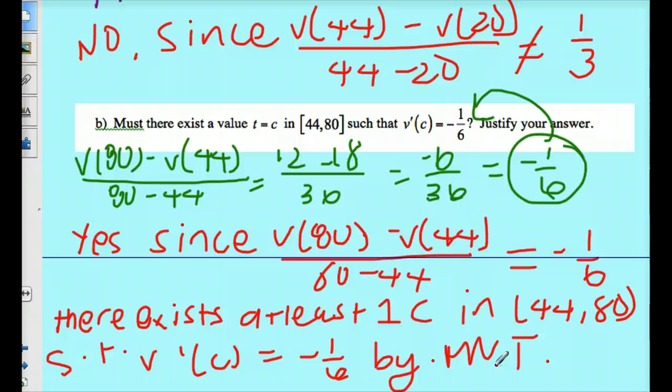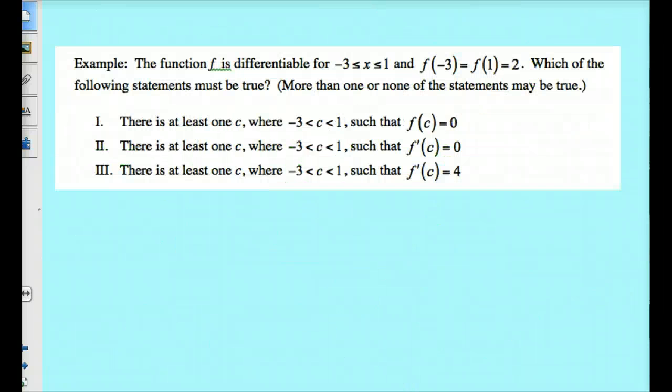If you take a look at the last two examples in your orange sheet, they look like multiple choice questions. So let's go over how we would take a look at this. It says the function f is differentiable for negative 3 less than or equal to x less than or equal to 1, and f of negative 3 equals f of 1 equals 2. Which of the following statements must be true? More than one or none of your statements may be true.